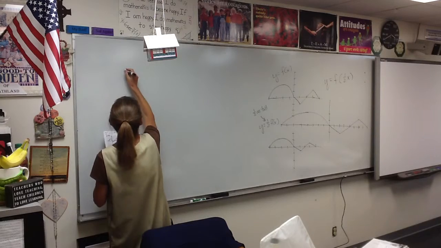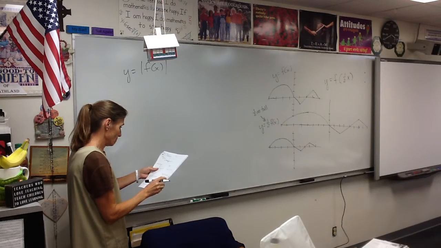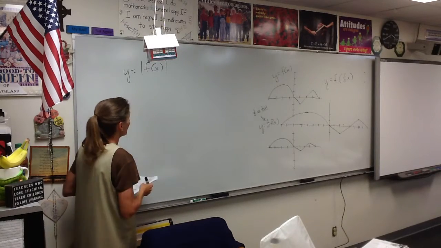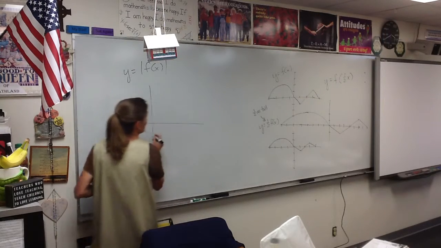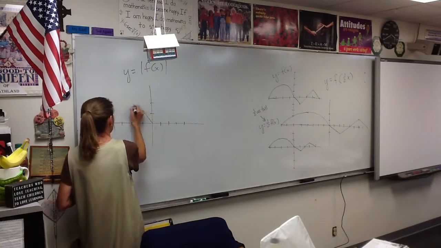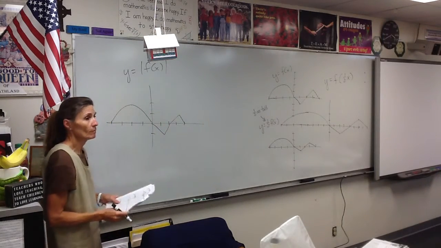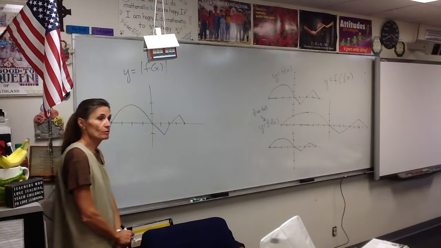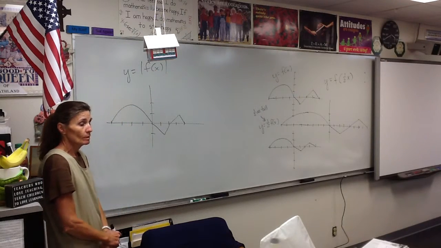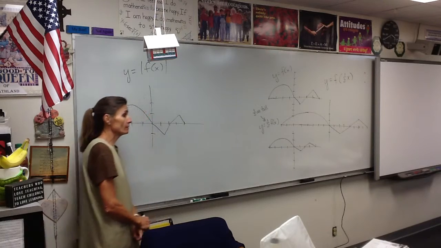Okay, now we're going to graph the absolute value of the function. So I'm going to draw my original. Now I'm going to take the absolute value of my picture. What does taking the absolute value of something do? It makes it all positive.